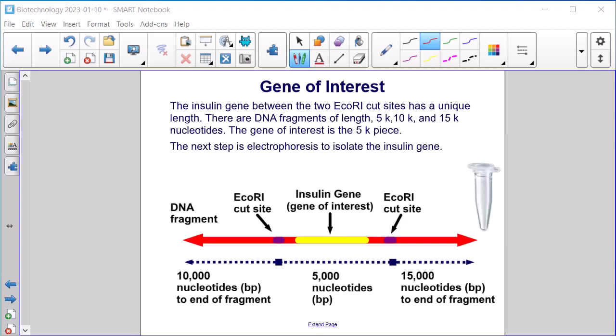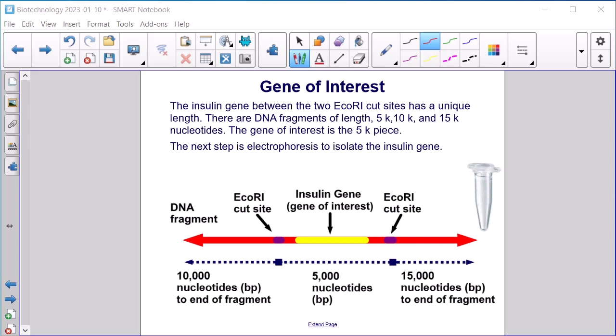Let's take a look at a gene of interest. The insulin gene between the two EcoR1 cut sites has a unique length. There are DNA fragments of length 5,000, 10,000, and 15,000 nucleotides. The gene of interest is the 5,000 piece. The next step is electrophoresis to isolate the insulin gene.